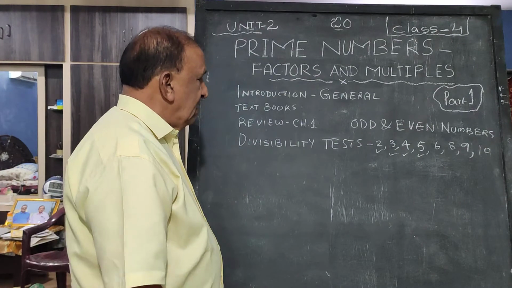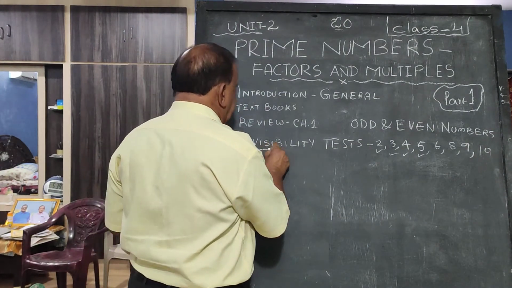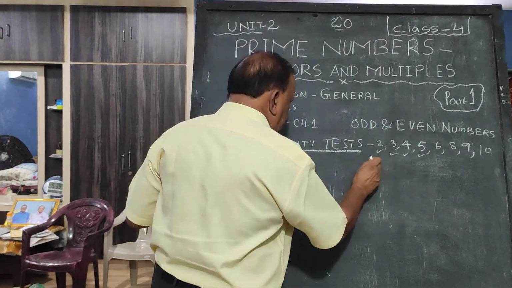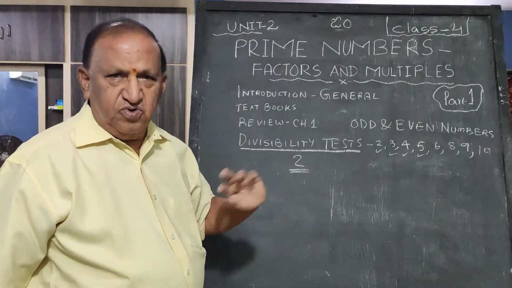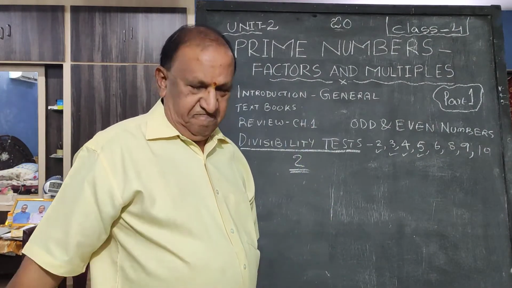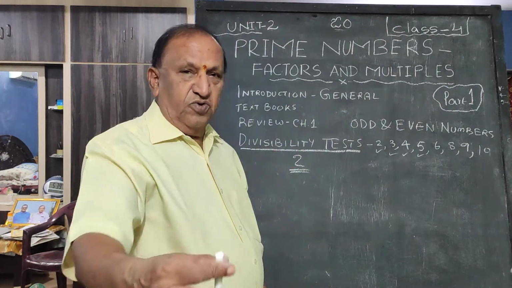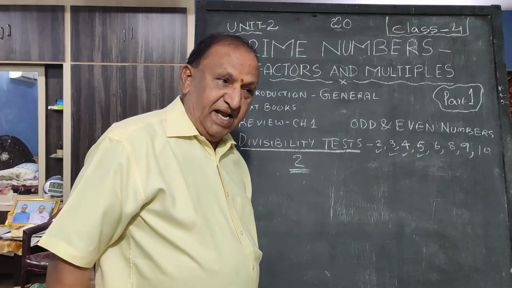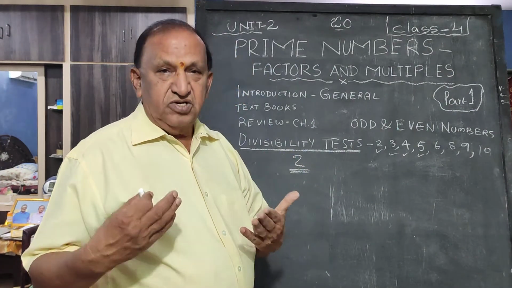Okay. A number, first we call it the divisibility test for 2. Divisibility test for 2. What does that mean? Suppose you have a number and you divide by 2. What is the remainder? If the remainder is 0, then it is divisible by 2.